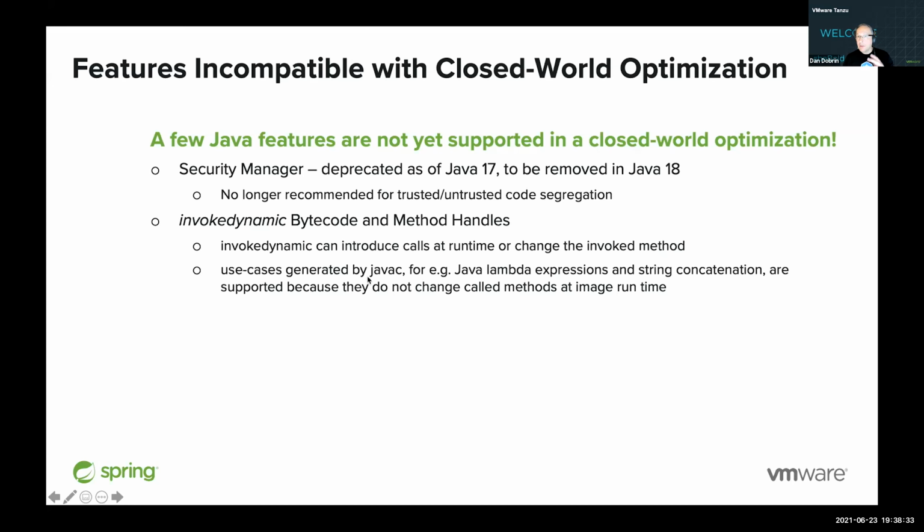There is an exception to this rule: use cases generated by the Java compiler. For example, string concatenations and Java lambda expressions are supported because they do not change the called method at image runtime. Furthermore, they're understood by native image right away, and they will speed up our application and our build process because they're easily understood.